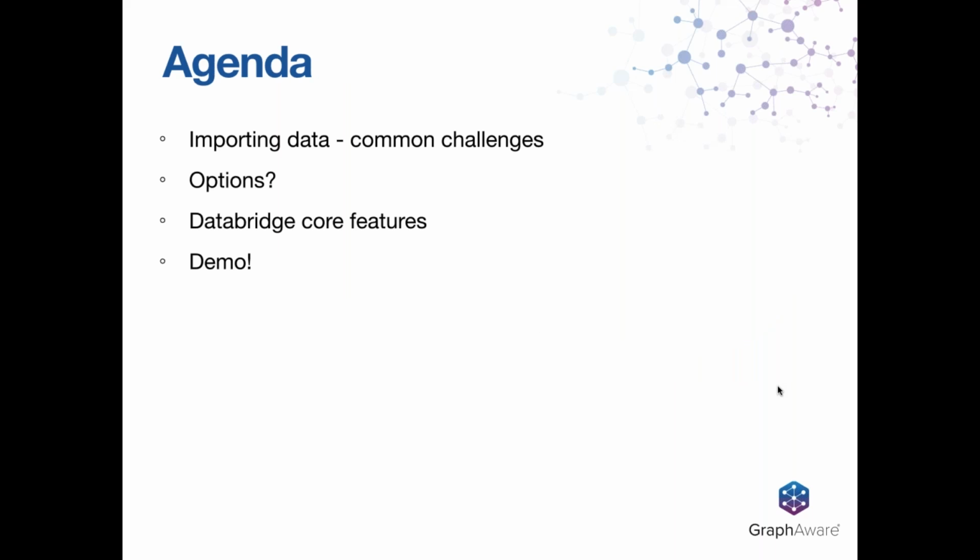So today, what I want to do is to talk about what sort of challenges are presented when we're trying to import data into Neo4j, the common kinds of challenges people face, what options we have to get around those problems, and one of which, of course, is our own product from GraphAware, Databridge, and we're going to look at the core features of that. And then when we've done all that, I want to do a quick demo. 4 or 5 or maybe a few more different demos trying to show the different capabilities of Databridge under different circumstances with different data sets and so on and so forth.